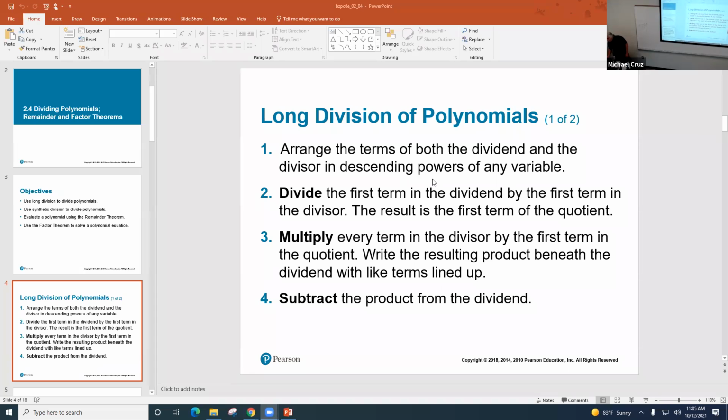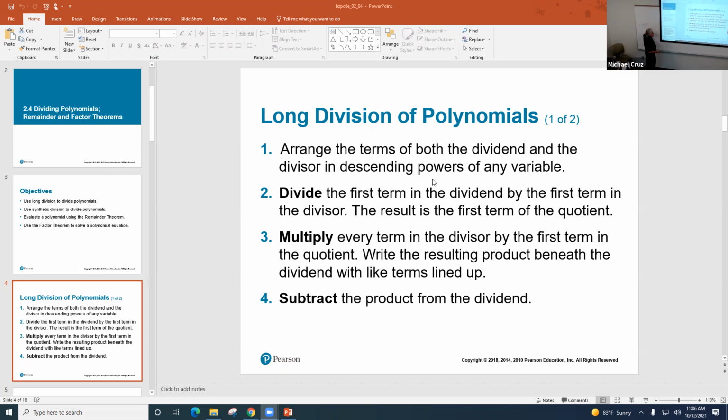All right, so let's just go through this procedure for long division. What we do is we arrange the terms of both the dividend and the divisor. We've got to have them in descending order. All right, here's where it's really important. They've got to be in descending order. And if you have missing exponents, in other words, like there's no x cubed in your expression, you've got to put in a placeholder. Then you divide the first term of the dividend by the first term of the divisor. And that's going to be the first term of your quotient up at the top.